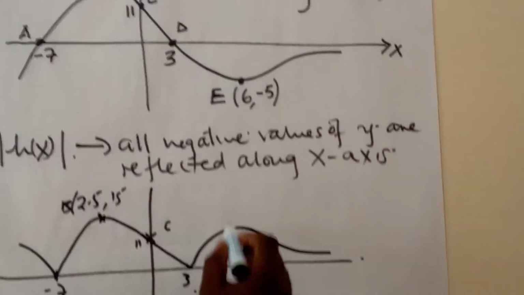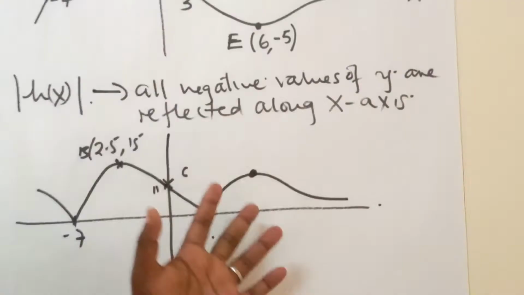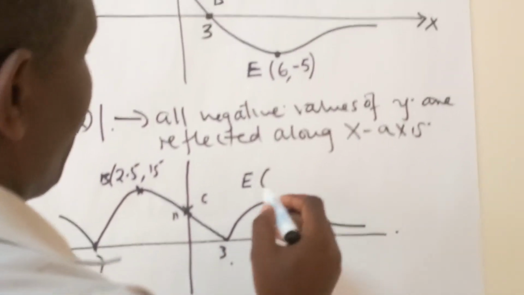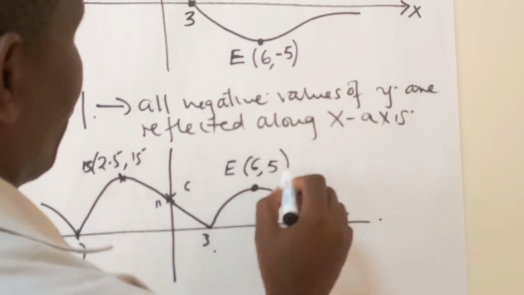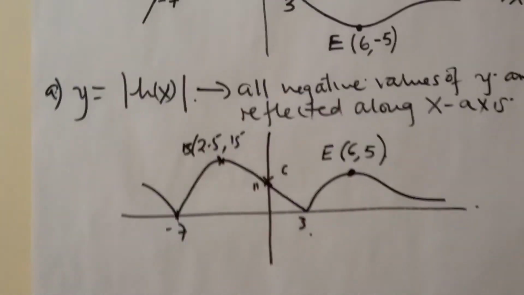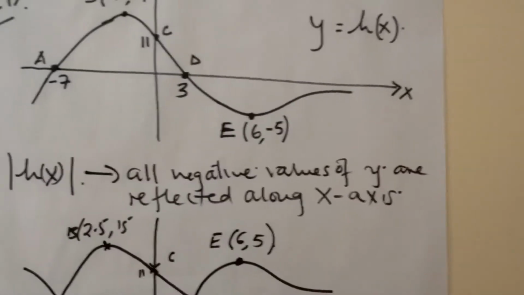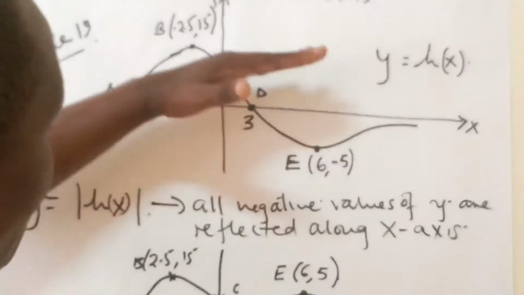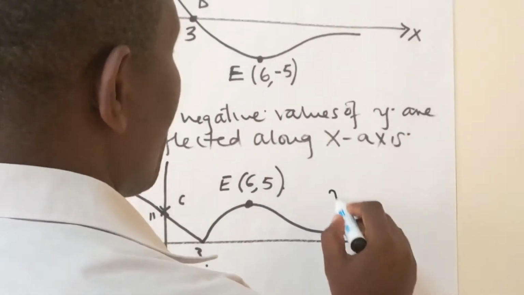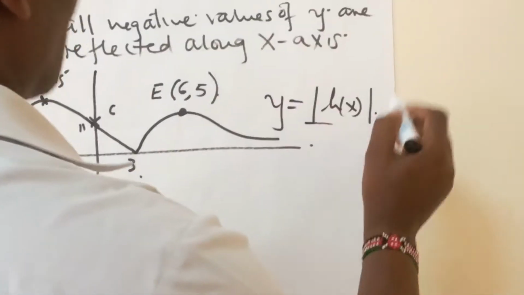And you can see point E particularly is the one that is supposed to be captured very accurately, that the new point E is supposed to have coordinate (6, 5). Note that the 5 is now positive and not negative. So in a nutshell, that is exactly what we need to show. All the negative values of y have been reflected to the positive values. Now, this is the graph of y equals the modulus of the function of x.